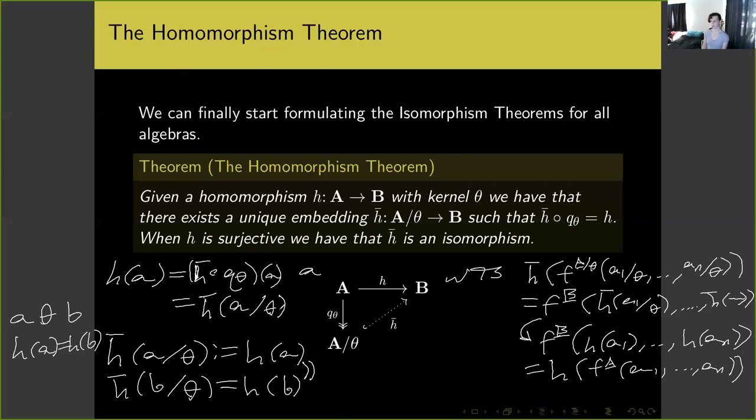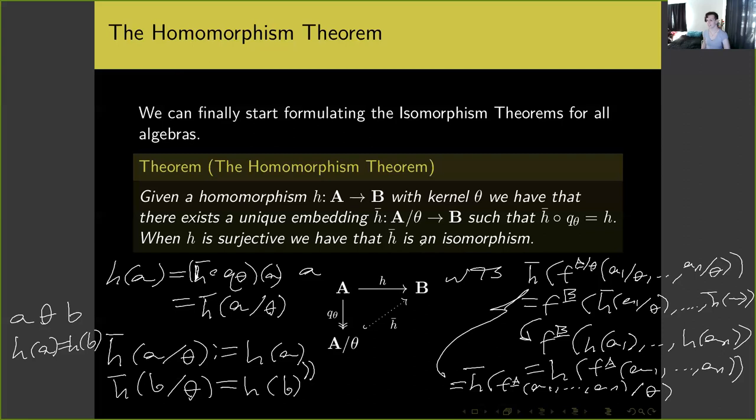But now if I use this relationship again, H of thing is H bar of thing mod theta, then I have that this is equal to H bar of F computed in A of A1 through An mod theta. So it's H bar of that equivalence class. But remember what our definition of F computed in A mod theta was. By our definition, it is precisely the argument of H bar here. So this must be equal to this left-hand side. And so we have in fact shown that H bar is a homomorphism of algebras from A mod theta to B.